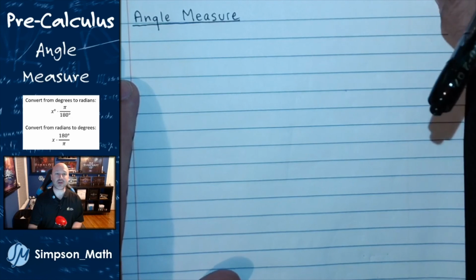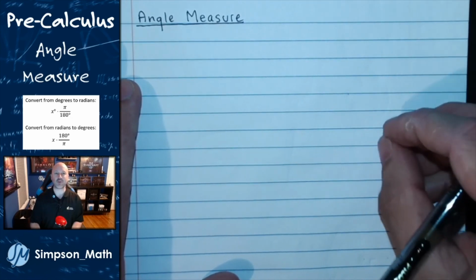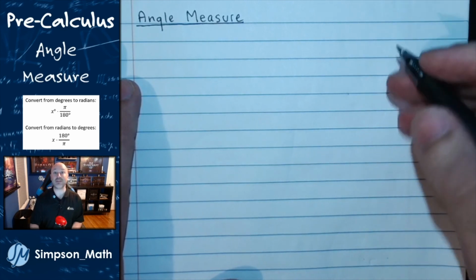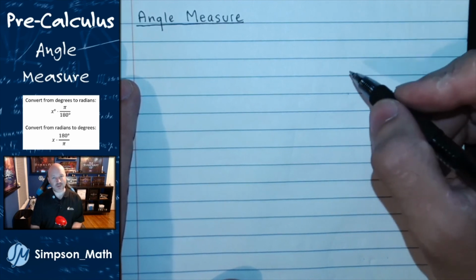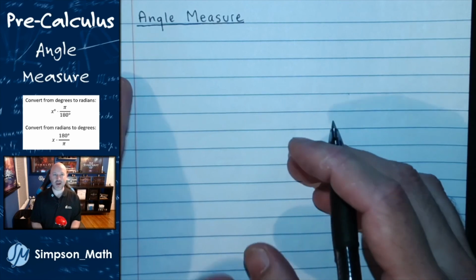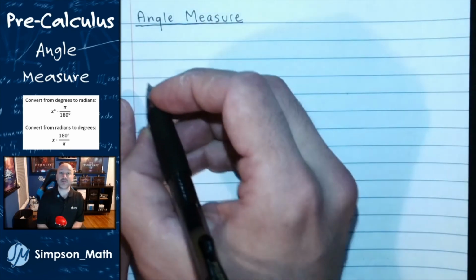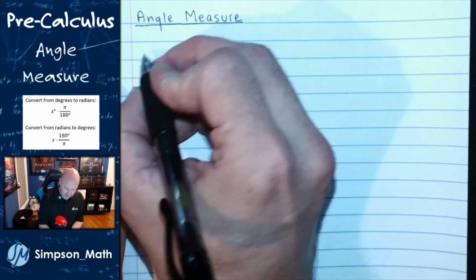In this video, we're going to be talking about angle measure. There's a lot of vocabulary and terminology in this video. In an upcoming video, we'll be defining the trigonometric functions. But in order to do that, there's a lot of vocabulary that we first got to be comfortable with. So I'm going to start off with some symbols that you should maybe remember from a geometry setting.